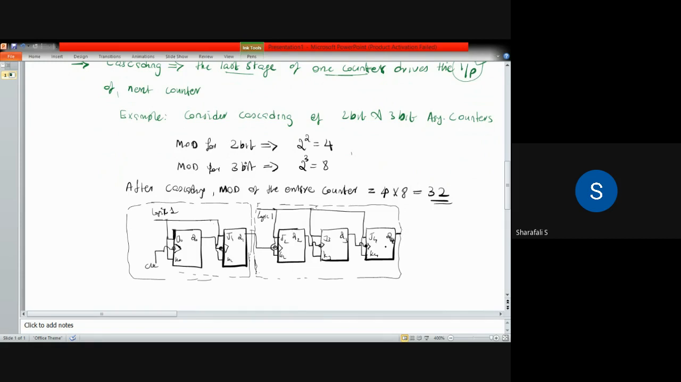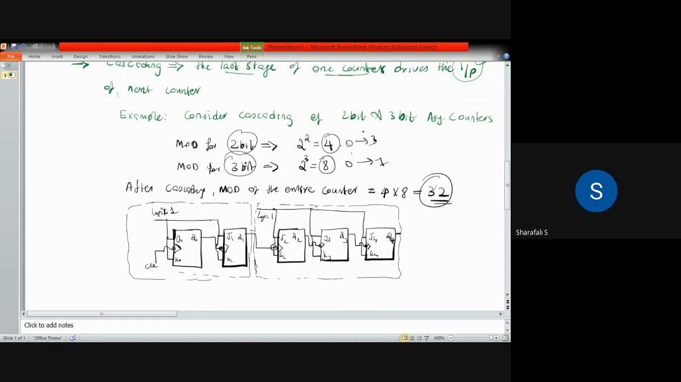So this is how we cascade two different counters, which will result in an increase in the number of states. If you have a 2-bit mod 4 counter, then we will have only 4 states available, the maximum possible. And if you have a 3-bit counter, then the maximum number of states possible is 8, which means that it can run from 0 to 7, and this can run from 0 to 3 maximum.